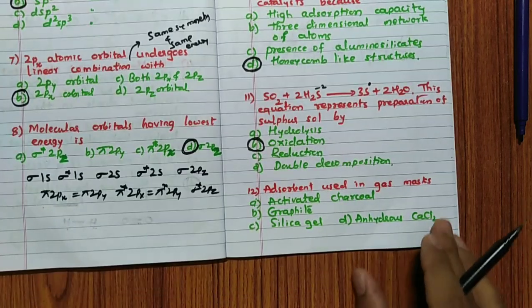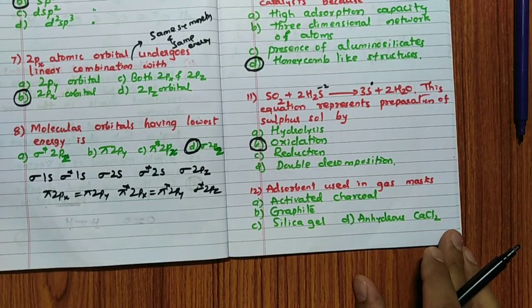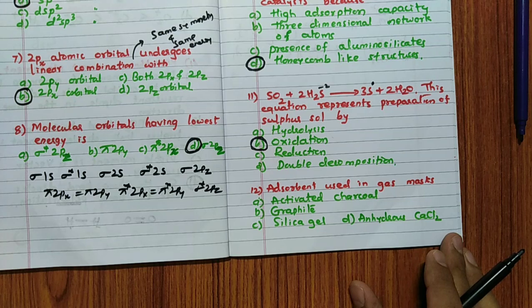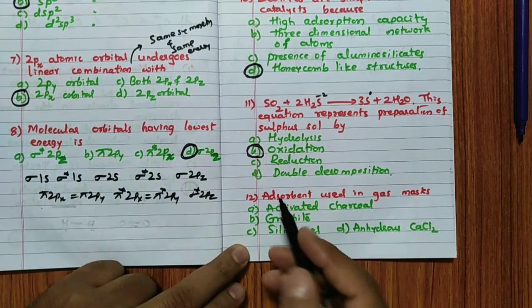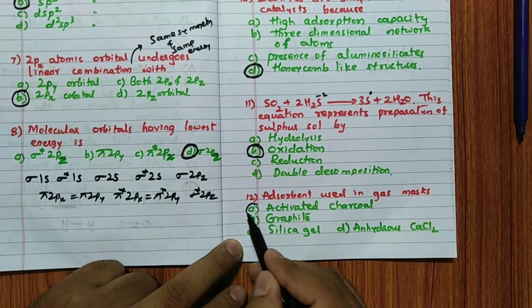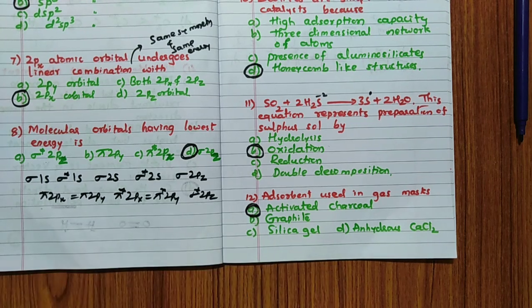And the last one: the adsorbent used in a gas mask, a very important, simple one. The adsorbent used in the gas mask is activated charcoal. Always remember, activated charcoal has the capacity to adsorb poisonous gases. Because of that reason, activated charcoal is the answer in this particular case.